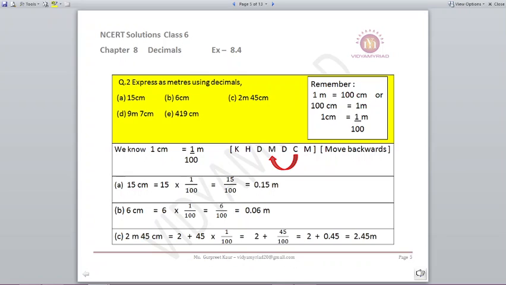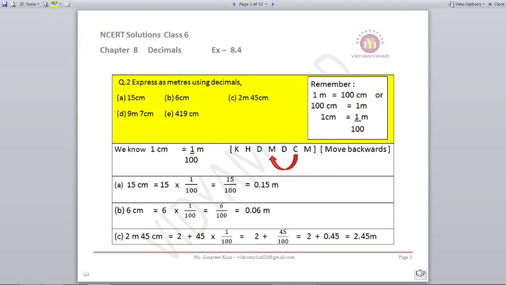So that means I will divide it by 100. So 1 centimeter is equal to 1 upon 100 meters. So wherever centimeters are given, we will just multiply with 1 upon 100. Now, you need to find out 15 centimeters into meters. So we already know 1 centimeter is 1 upon 100. So 15 centimeters will be 15 into 1 upon 100, which is 15 upon 100. So my answer is 0.15 meters.